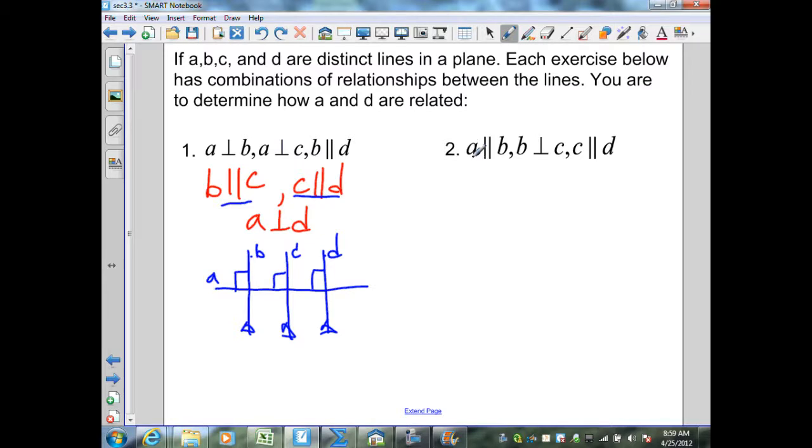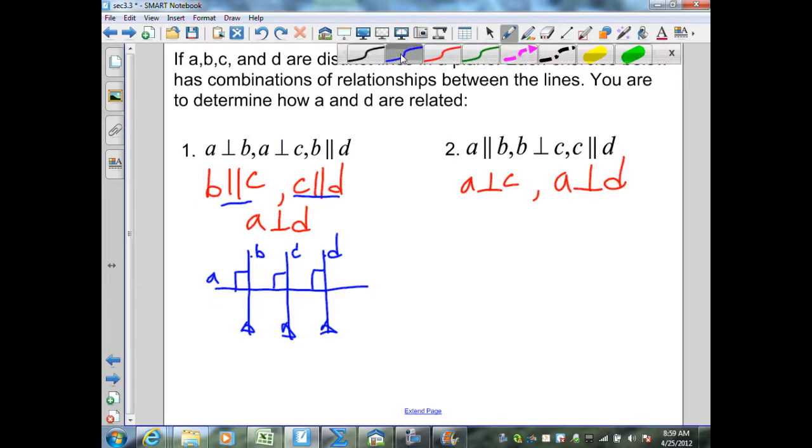Number two, I know that A is parallel to B, and B is perpendicular to C. And I know if a line is perpendicular to one of two parallel lines, it is perpendicular to the other. So I know A is perpendicular to C. I'm also given that C is parallel to D. Again, if a line is perpendicular to one of two parallel lines, it must be perpendicular to the other. So I know that A is perpendicular to D.